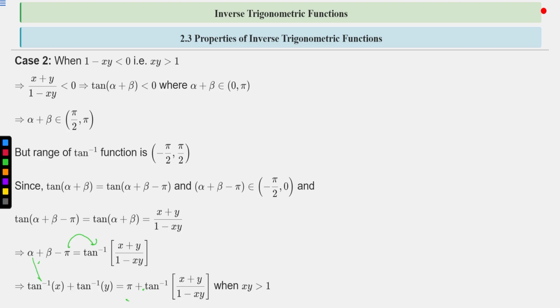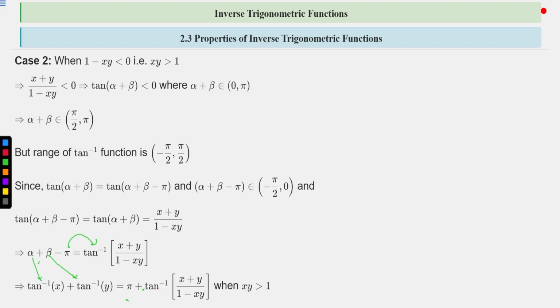And alpha is tan inverse x and beta is tan inverse y, right? So we can write finally tan inverse x plus tan inverse y is equal to pi plus tan inverse of (x plus y) upon (1 minus xy), where xy is greater than 1, right? Where xy is greater than 1. Got it?